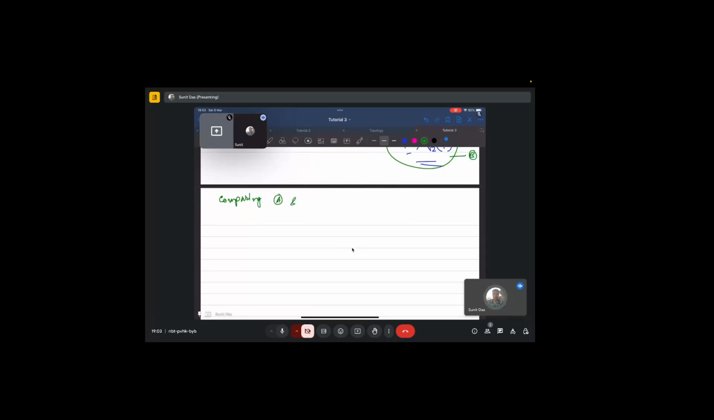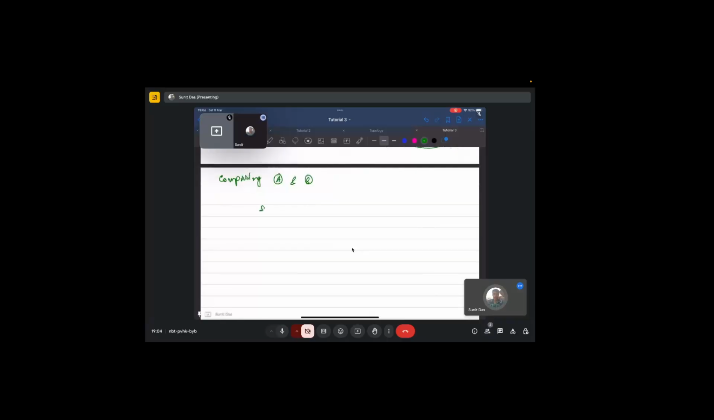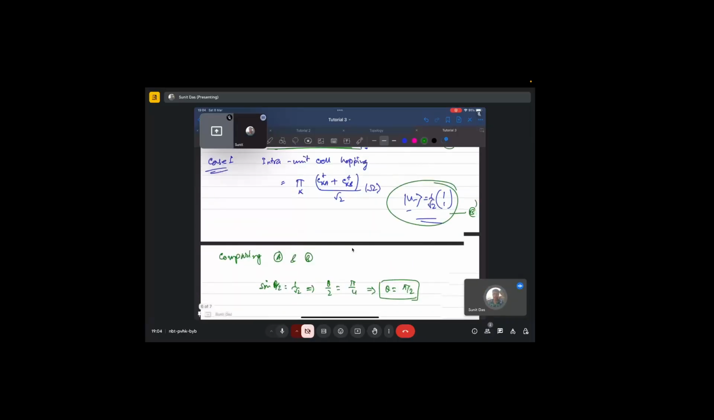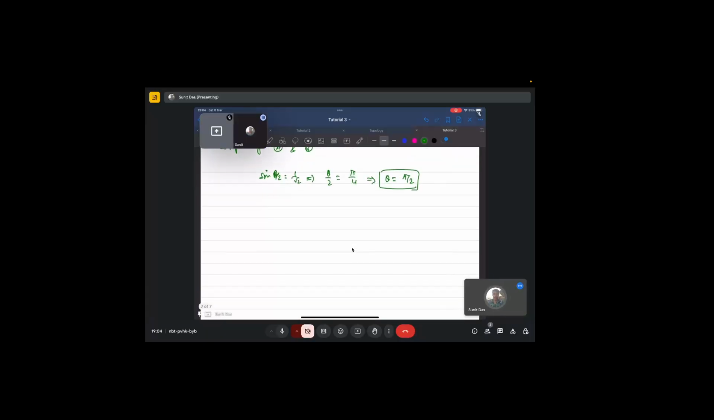Comparing a and b, so what will you find? Sin theta by 2 is simply 1 by √2. What does that mean? We have theta by 2 equal to pi by 4. So this means theta equal to pi by 2, right? And minus cos theta by 2 e to the power i phi equal to 1 by √2, right?